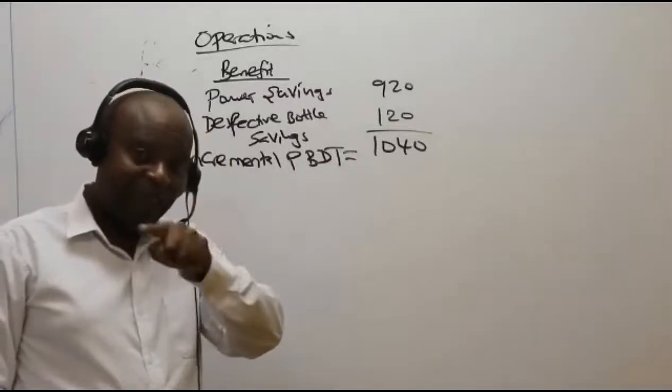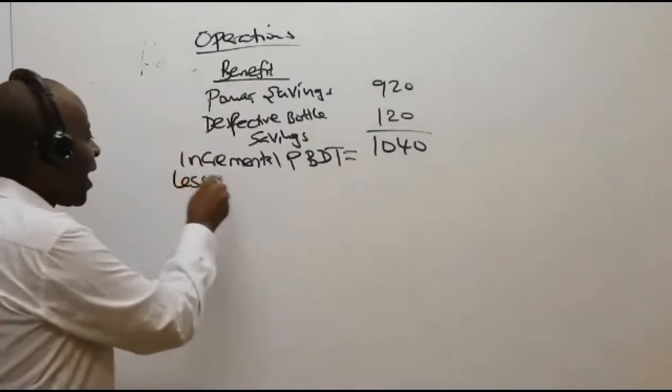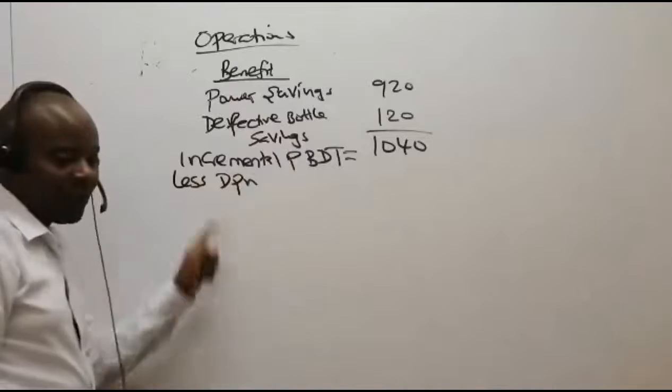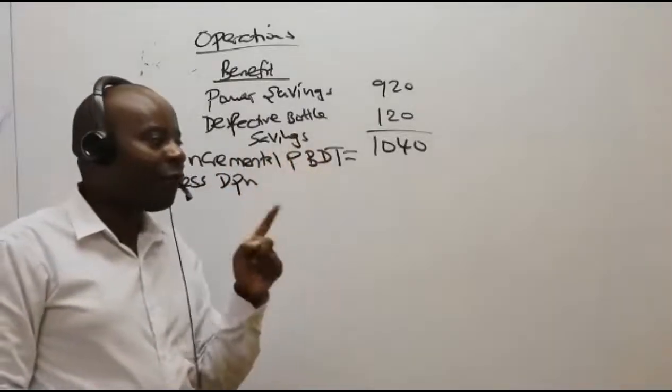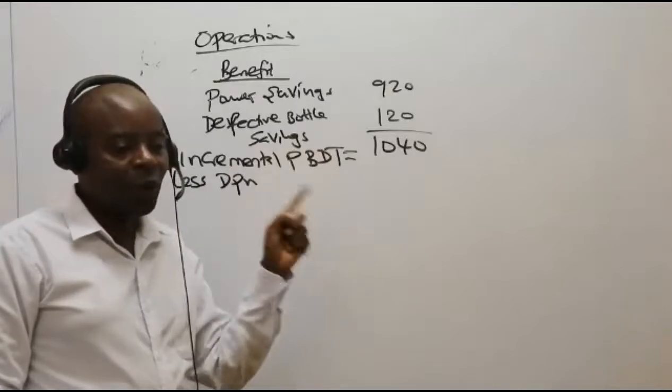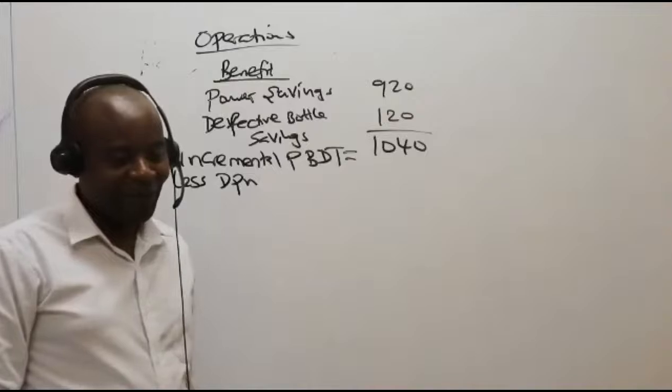I'm interested in cash flow. So I need to follow those basic steps. So come here and then less depreciation. Remember, it has got to be the incremental. Do you still remember that particular figure of our incremental depreciation?